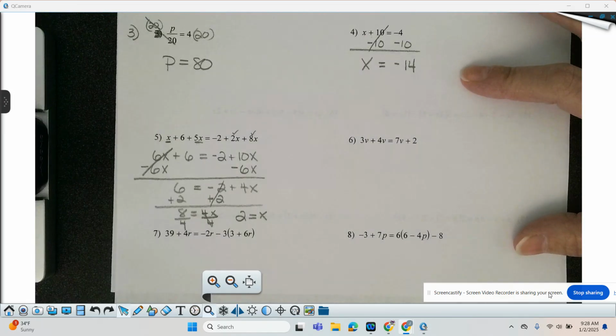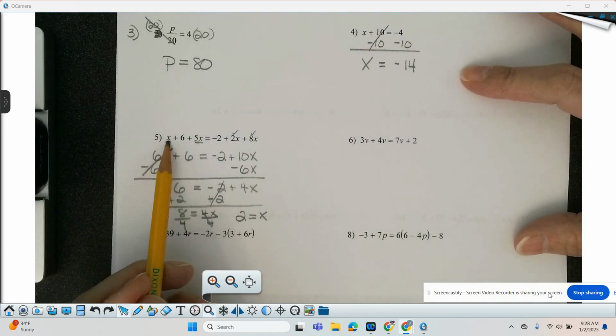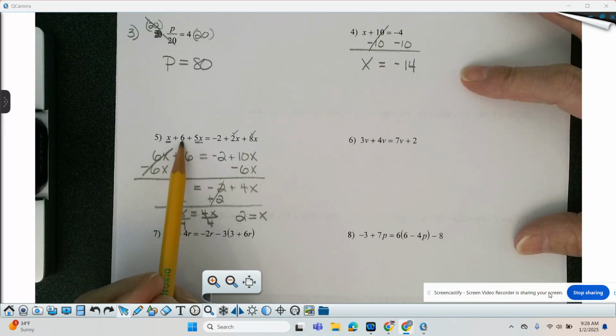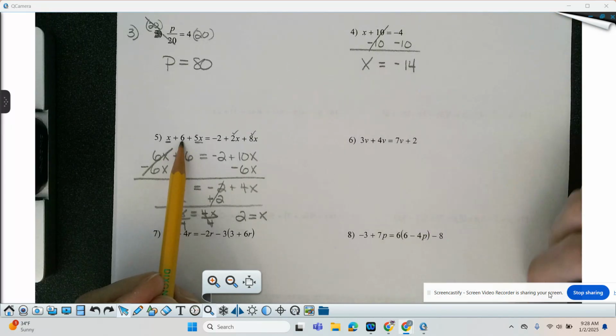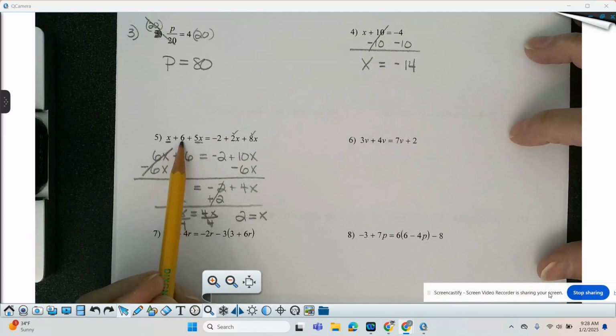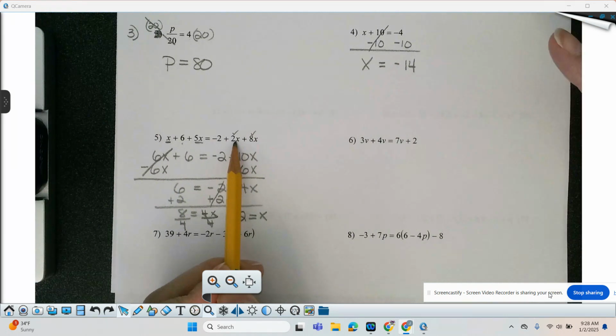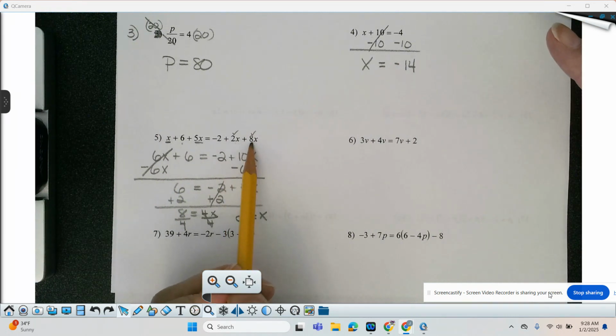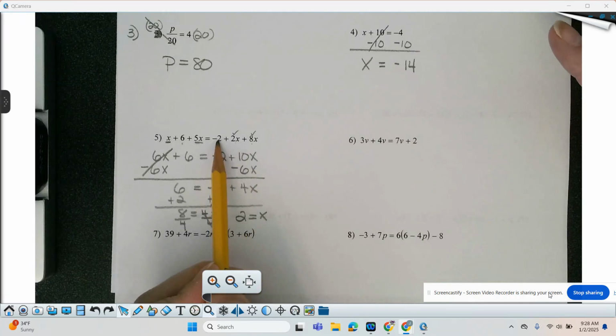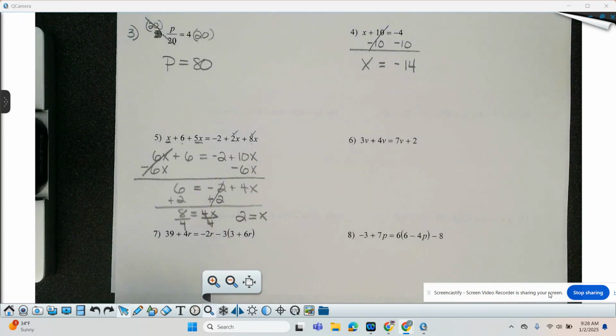And if you go back and check, 2 plus 6 would be 8, and 5 times 2 is 10, so this would be 18. And then we have 2 times 2 is 4, 8 times 2 is 16, that would be 20, and 20 minus 2 is 18. They're both 18. It does check. It does work.